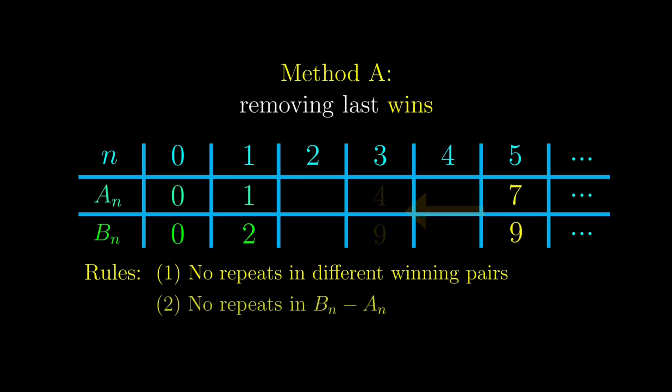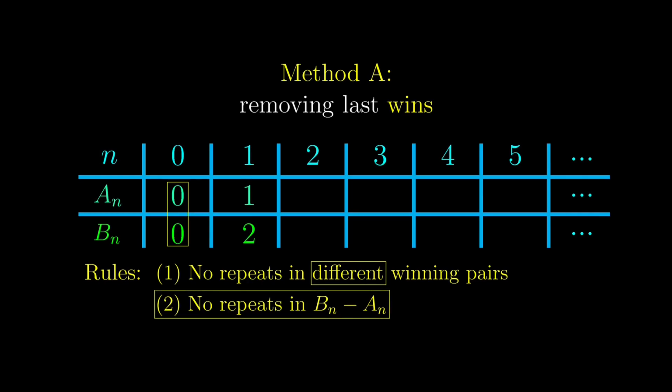The second rule is the difference between A_N and B_N should not repeat. This means something like these two pairs cannot happen. Why? Again, your opponent can easily reach from one winning pair to another, making him or her win instead. A subtle note is that rule number 1 says different winning pairs, so if the repeat is in the same winning pair like the 0th one, it is fine. But because of rule number 2, this can only occur in one winning pair.